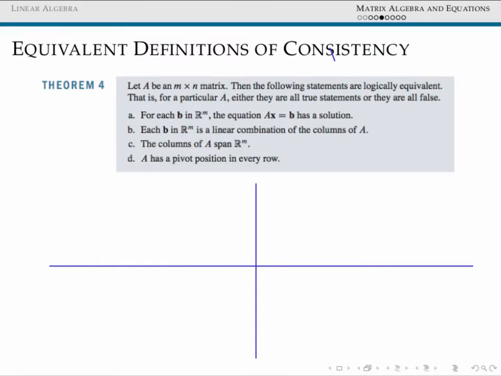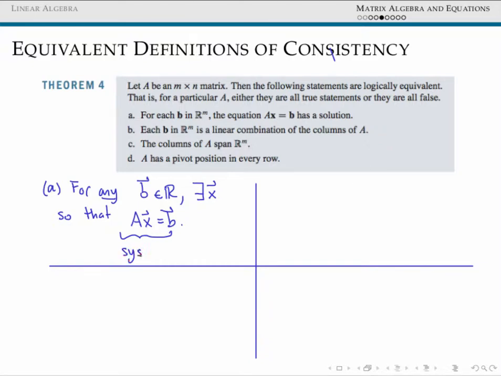So our first statement: for any vector b, there exists an x so that Ax is equal to b. That's just our definition of, given a fixed b, our system is consistent.